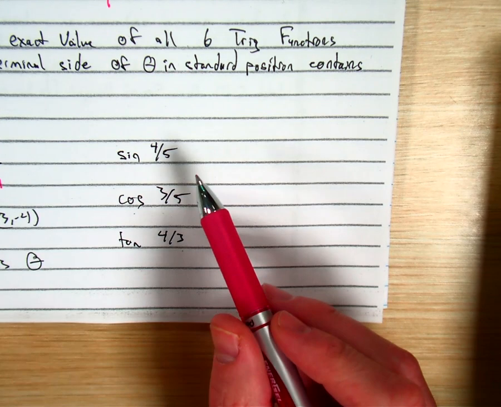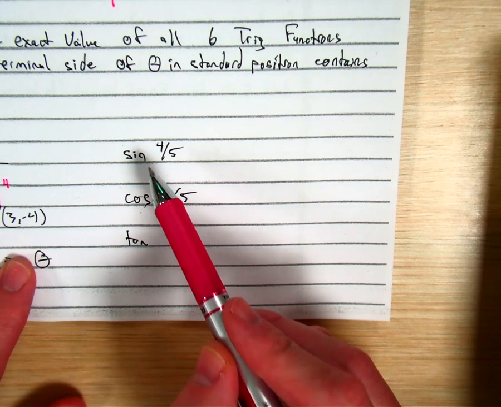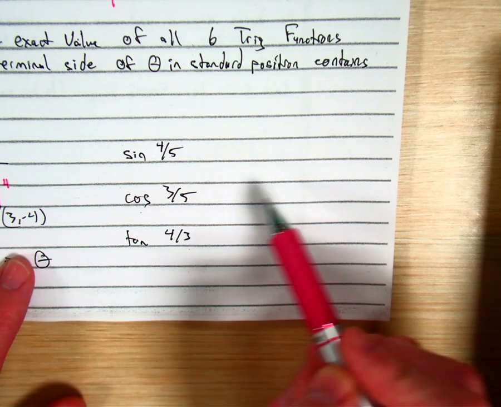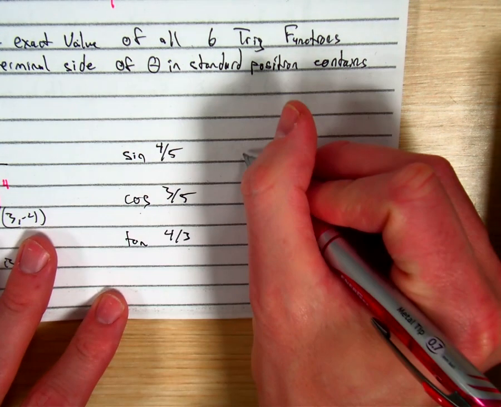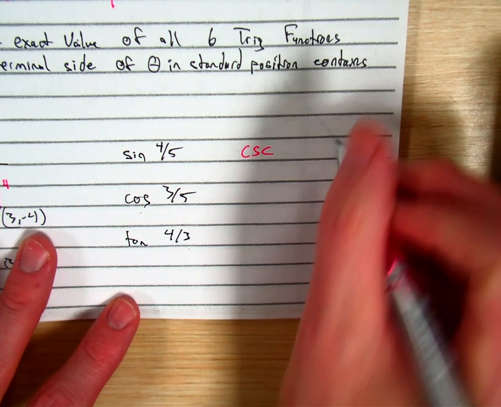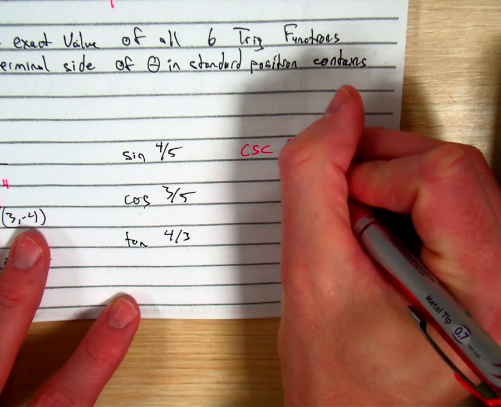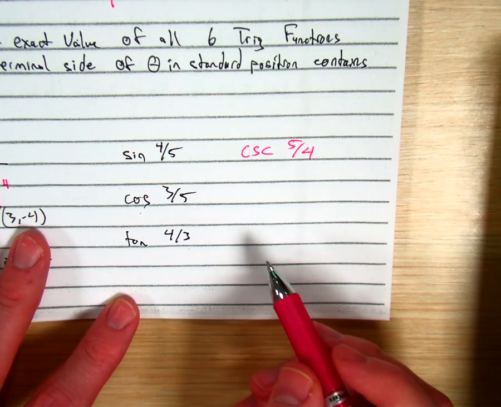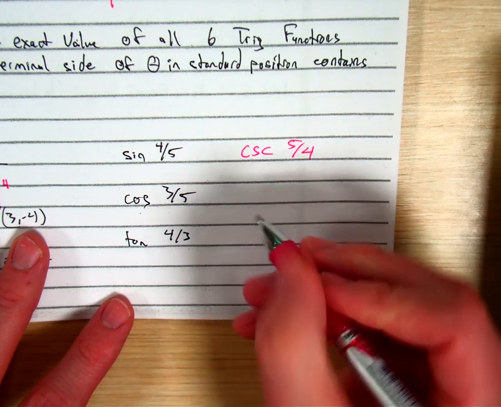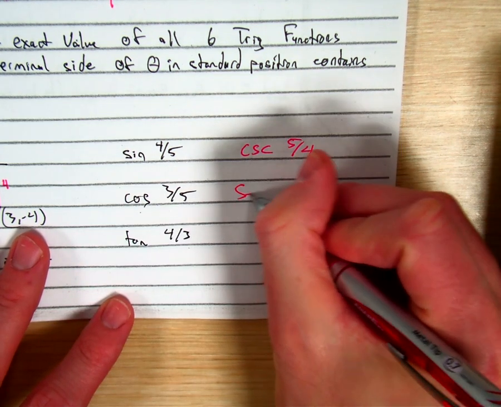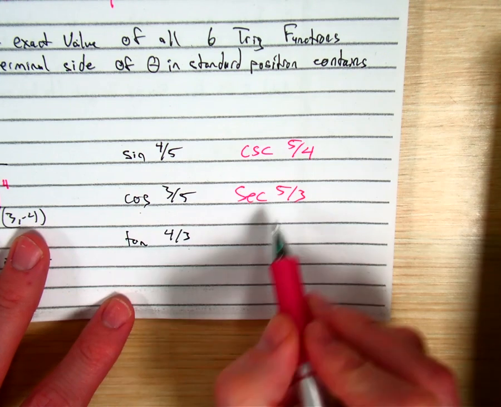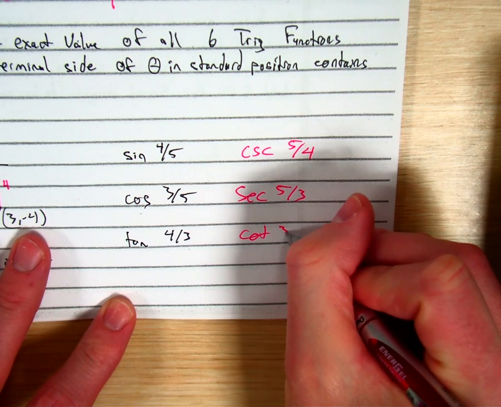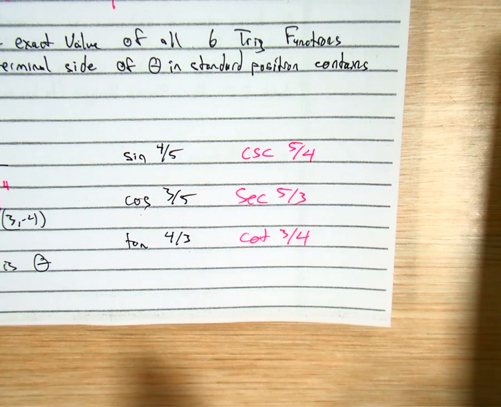Okay, the key here is that one of them in each pair should start with C. So sine doesn't start with C, so I know cosecant is the one, CSC. And then we just flip that: 5/4. Cosine starts with a C, so its partner doesn't: SEC, 5/3. And tangent will flip to cotangent, 3/4.